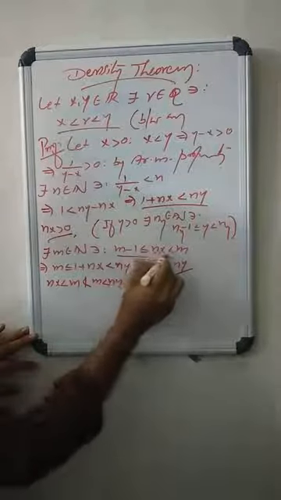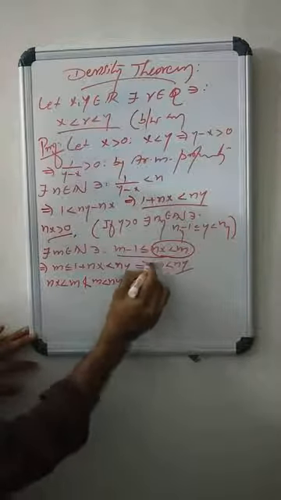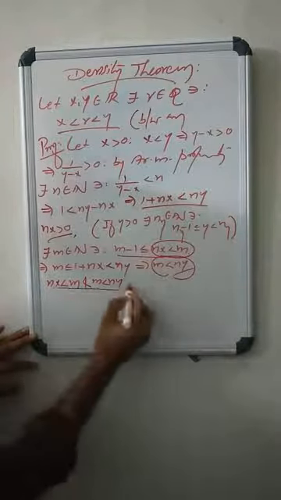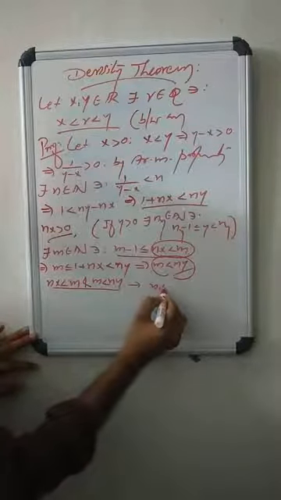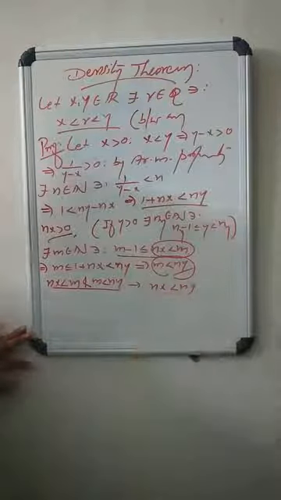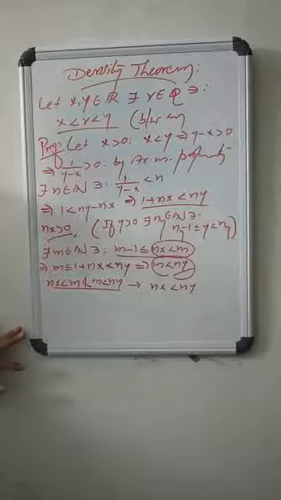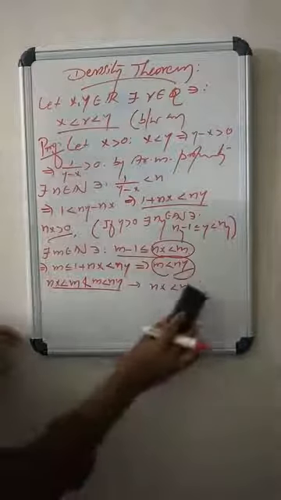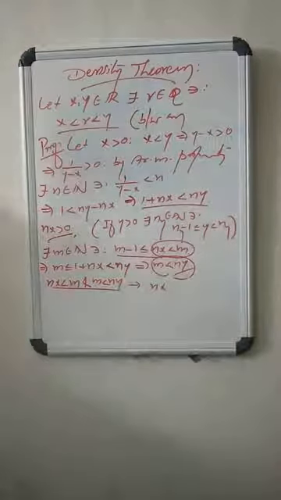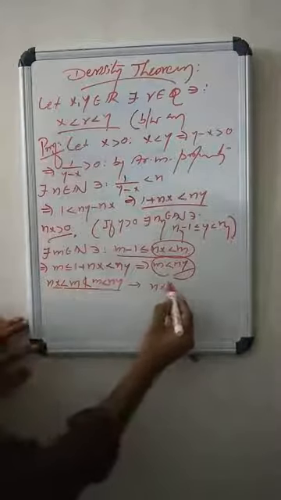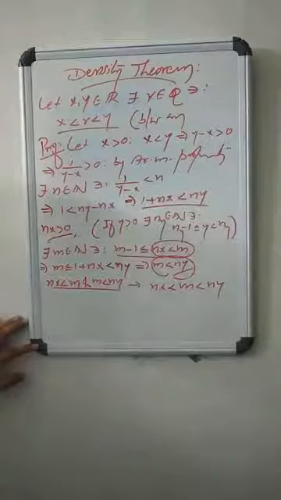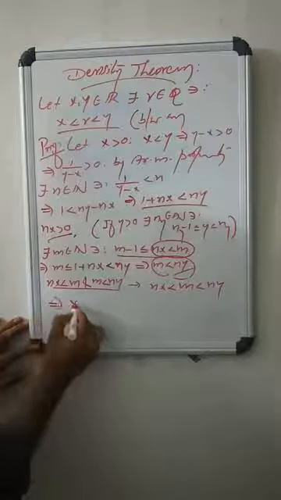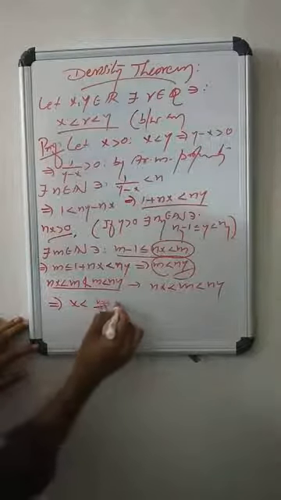Combining nx less than m and m less than ny, what do you get? Nx is less than m, which is less than ny. That means x is less than m by n, which is less than y.